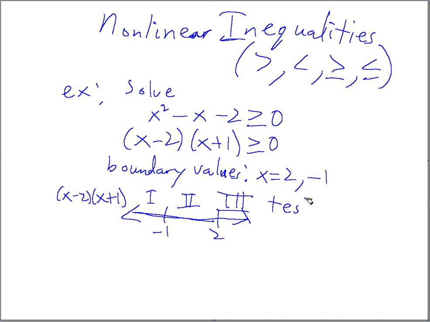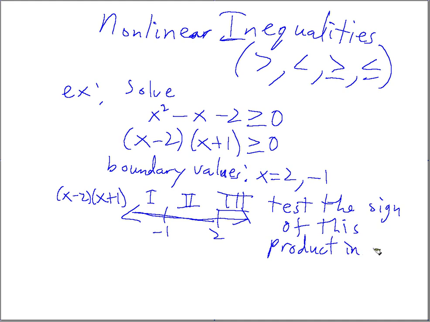So let me say, test the sign of this product, being x minus 2 times x plus 1, in each of the 3 regions. All right. So let's go and pick numbers in here. Give me a number less than negative 1, such as negative 2, for example. Give me a number such as 0 in the second region. Give me a number such as 3 in the third region.